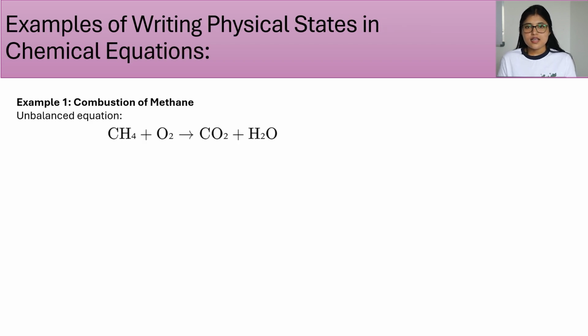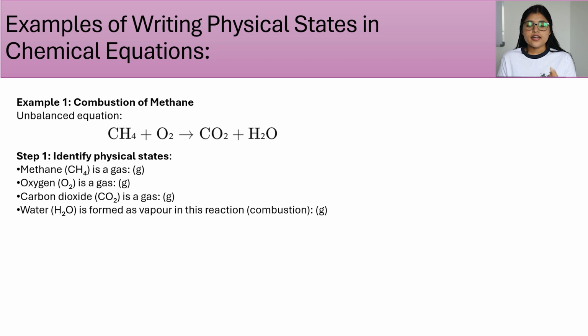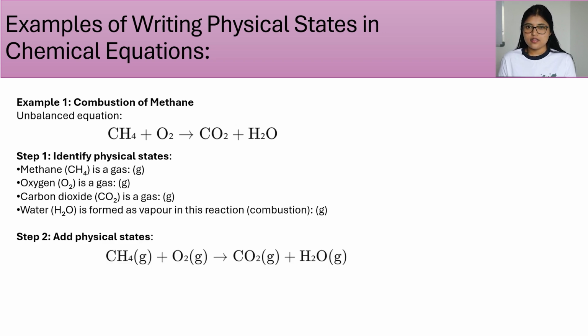Here I am taking an example of combustion of methane. CH4 plus O2 will give me CO2 and H2O. Now, identifying the physical states, methane is a gas, oxygen is also a gas, carbon dioxide is a gas, water is formed in the form of water vapor because it's a combustion, and this is also a gas. So let me assign these state symbols to this equation. Now adding physical states, the equation looks like this. The next step is to balance the chemical equation. Now upon balancing the equation looks like this.